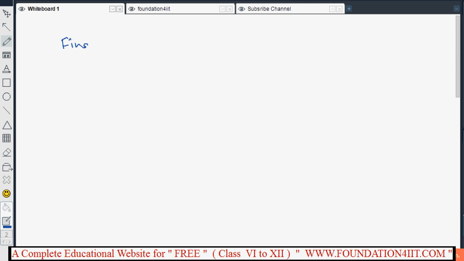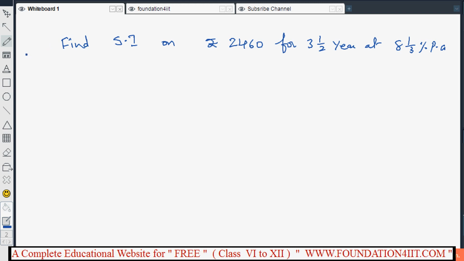Find simple interest on rupees 2,460 for 3.5 years at 8 1/3% per annum. So principal is given, time is given, and rate of interest is given. Okay, now the problem when you observe.